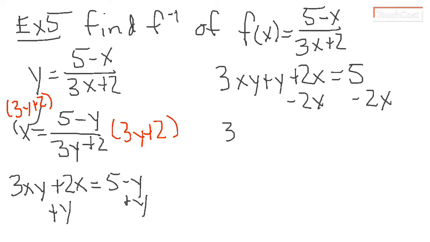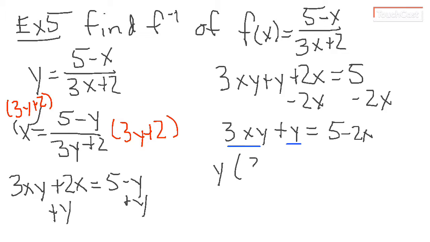So now I'm going to have 3xy + y = 5 - 2x. I do notice now on the left side with my 3xy and y, I have a y in common. So I'm going to factor that out. I'm going to have y(3x + 1) = 5 - 2x.